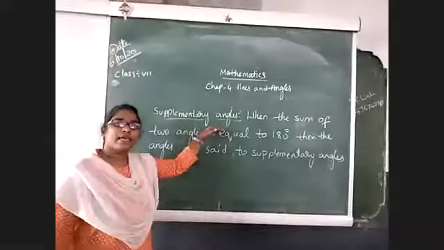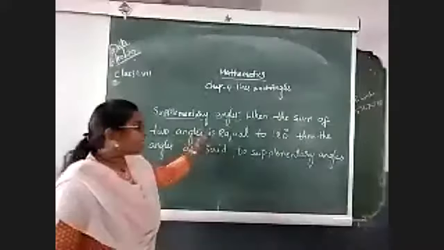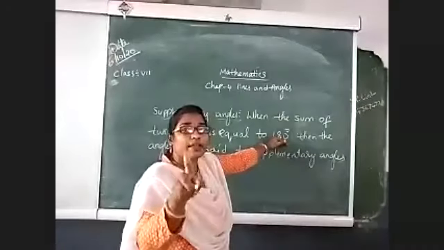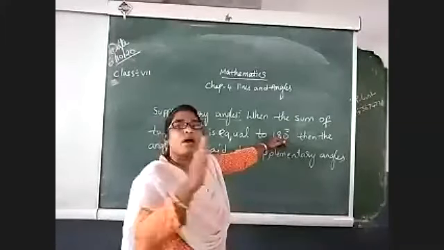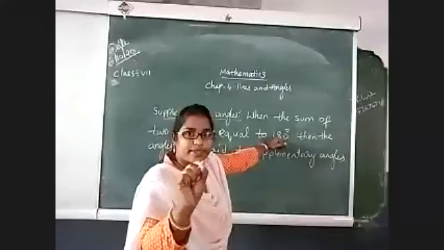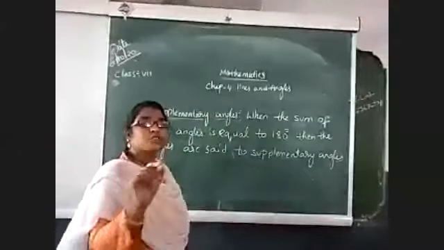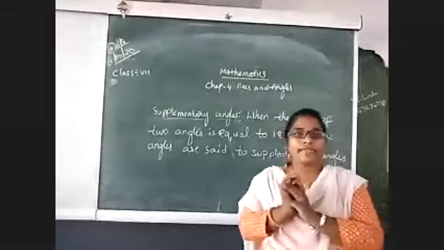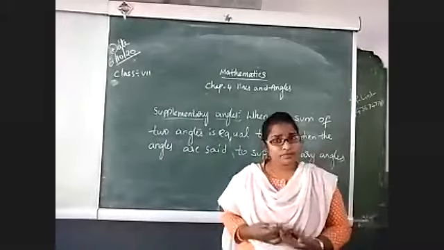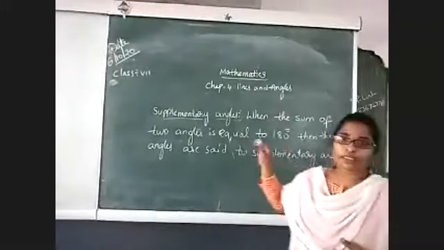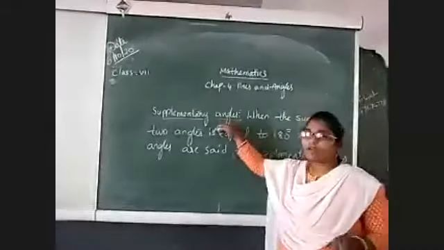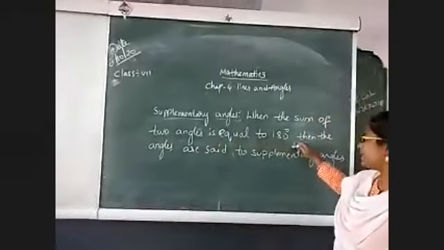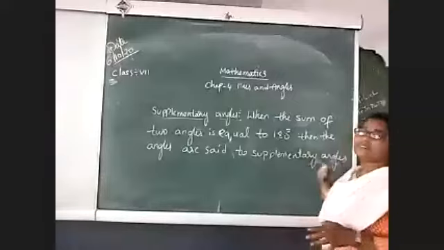Clear to you, everyone? The sum of two angles equals 180 degrees. In yesterday's concept, complementary angles, when we add two angles, the sum should be equal to 90 degrees. But in supplementary angles, the sum should be equal to 180 degrees. Compulsory, we should get exactly 180 degrees. Then we say that those are supplementary angles. Are you clear with the definition? And take the notes also. What is meant by supplementary angles? When the sum of two angles is equal to 180 degrees, then the angles are said to be supplementary angles.